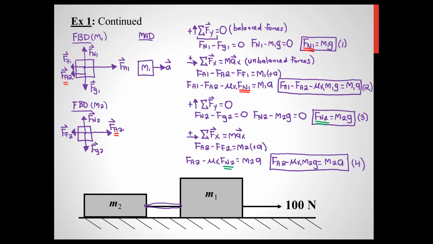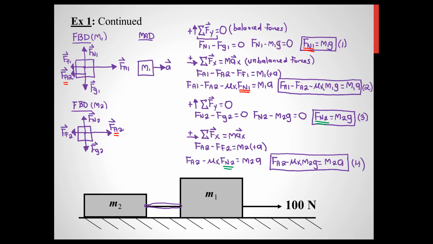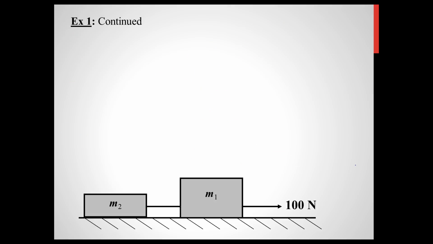Now, I want to write the system acceleration, let's go back for a second, in terms of the variables fa1, mu k, m1, m2, and g. The only variable we're not allowed to write the acceleration in terms of is fa2. So we need to solve the system, and the way we're going to solve it is get rid of the variable that we're not allowed to write the acceleration in terms of. So we'll use elimination, and we can eliminate fa2 if we just add both of those equations together. And that's what I'm going to do on the next slide. Okay, so let's go.